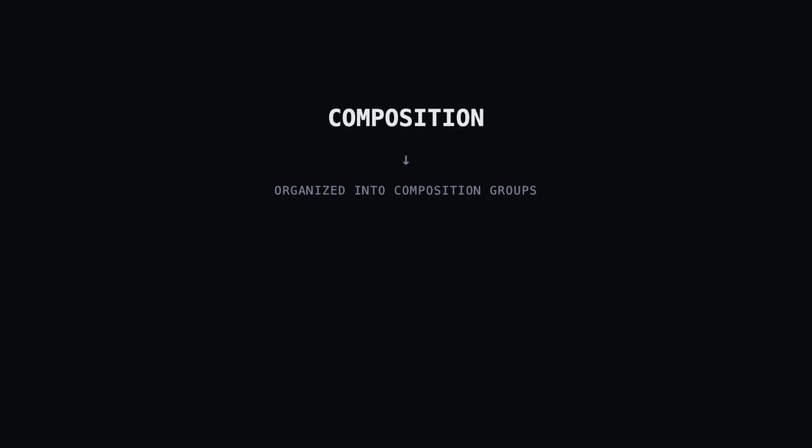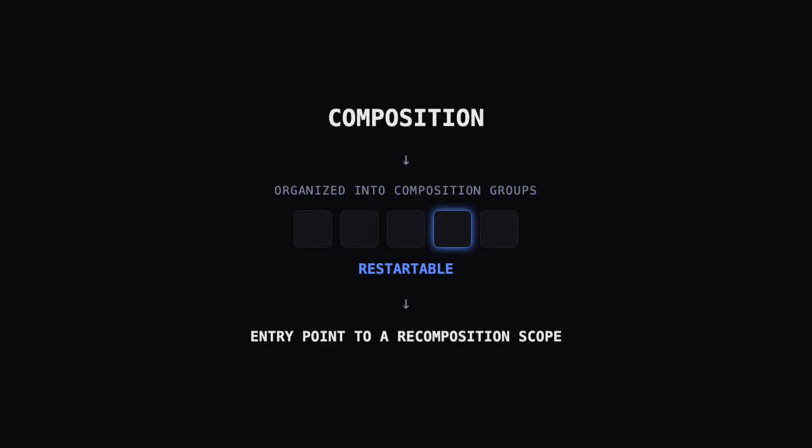It's actually brilliant. Under the hood, the Compose compiler and the runtime take your composable source code and organize it into composition groups. Okay, so groups of work. Right. And some of these groups establish what we call restartable composition work. That restartable work provides the entry point to become a recomposition scope.